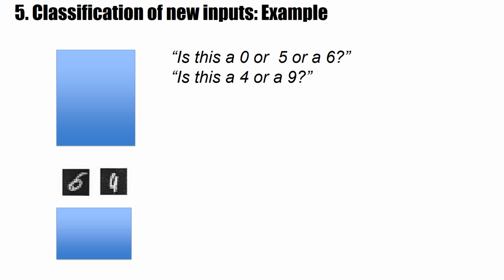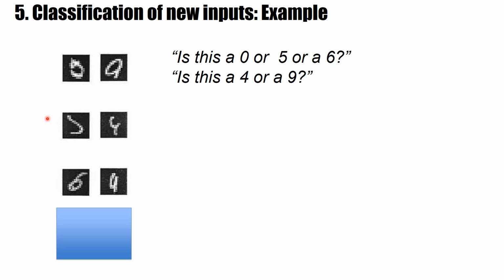Here's a couple of examples. I ask you, is this a 0 or a 5 or a 6? This is part of the database. Is this a 4 or is this a 9? Again, this is part of the database. Or this one here. Is it a 5 or a 6? Is this a 4 or a 9?